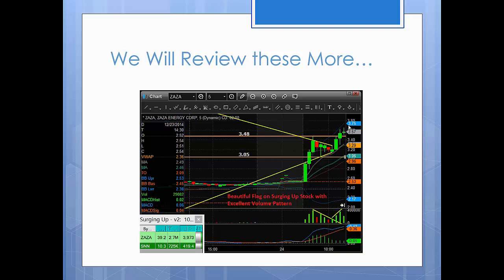Now the way I found this particular flag was on the surging up scanner. Okay, this is a trade idea scanner that I use. It scans for stocks with lots of volume right now. So there's that pattern there on Zaza, that nice flag and that nice volume pattern. What you notice with the consolidation of the 5 candles that are going sideways is their light volume. So we have high volume on the surge up, light volume on the consolidation, and then high volume on the second step up. And I'll always trade flags on the first and second pullback.